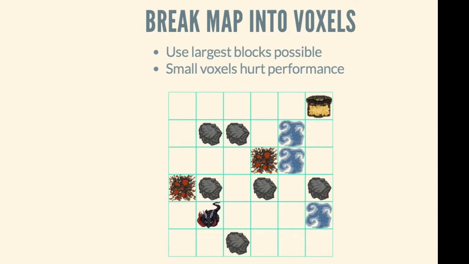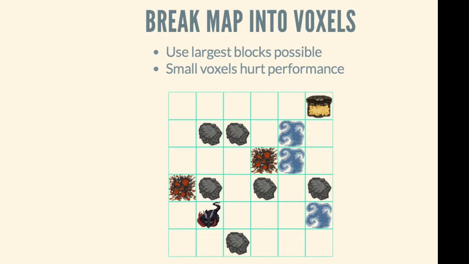You don't want to do individual pixels, which is a common mistake a lot of people make with A star right off the bat. If you do individual pixels, you would have to traverse every single pixel as a voxel. And as you can imagine, it only takes me 1, 2, 3, 4, 5, 6, 7, about 8 steps to get to the path I want to go.